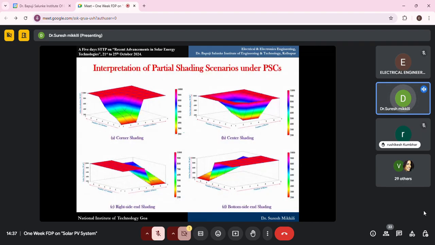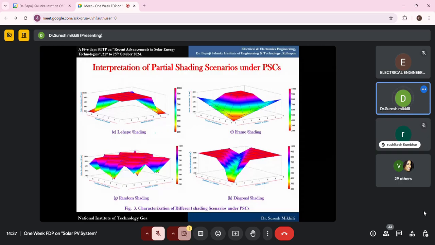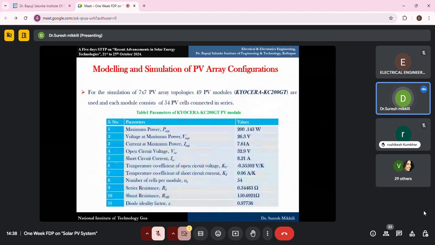The 3D diagram of the corner shading is this, which we can draw in MATLAB, and center shading is like this. Okay, 1000 watt. Then right side shading, left side of panel shading, then L-shape shading, the frame shading of the middle, then diagonal shading, random shading. So different ways we can consider. Okay, now I'll go to MATLAB.